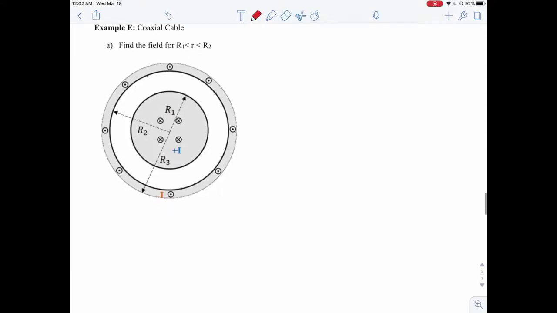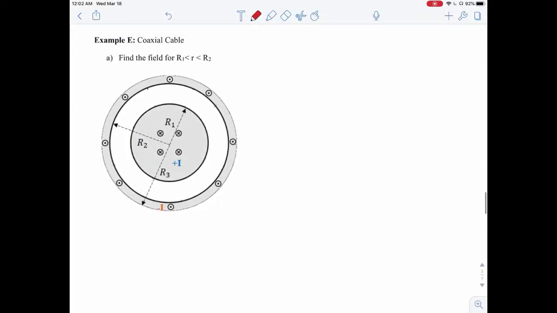Example E is to find the magnetic field due to a coaxial cable. We're going to consider two regions. First, we're going to consider the region between this little insulating gap. We're going to find the magnetic field right there. So we're going to draw an Amperian loop in this region. So here's our loop. It's in the region between them, between R1 and R2. So that's our Amperian loop. It's a circle with radius little r, which is between R1 and R2.